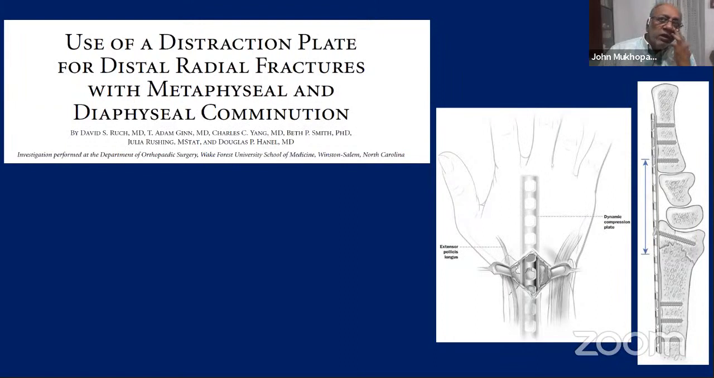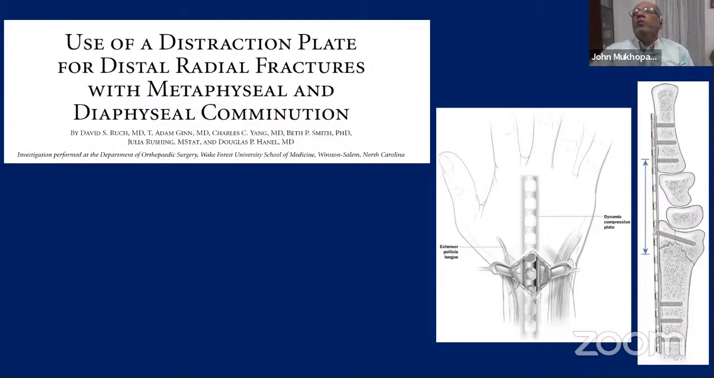Now, one of the newer developments is this concept of the distraction plate, where there's a lot of metaphyseal comminution or even articular comminution, where you use a plate in a distraction mode like an external fixator, and you can go to the second or third metacarpal depending on where you feel the bone is best lined up. And this you can now do through minimally invasive approaches as well.